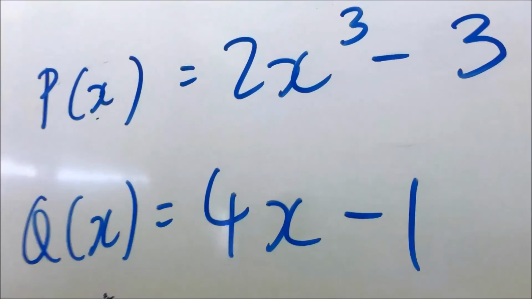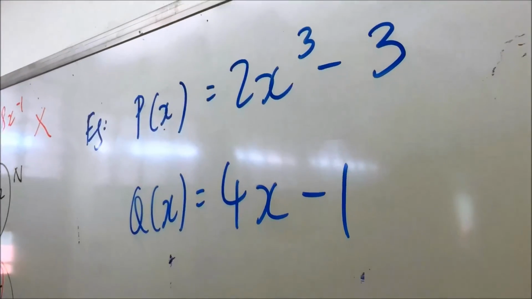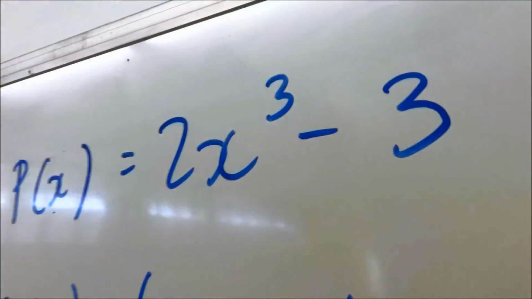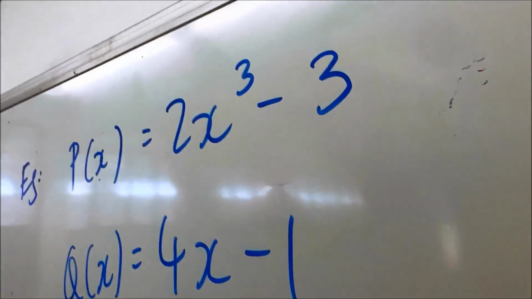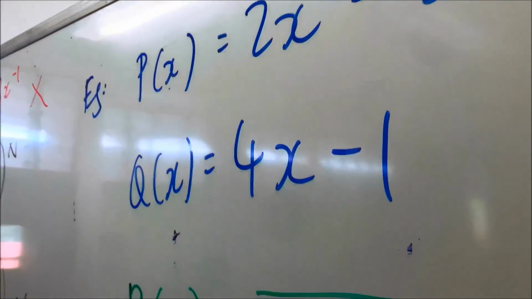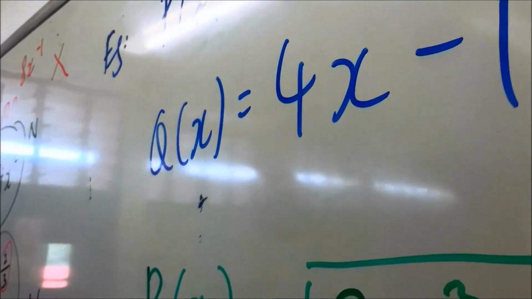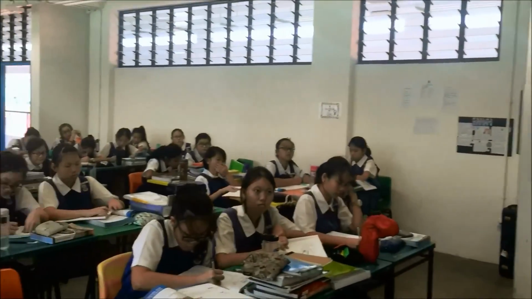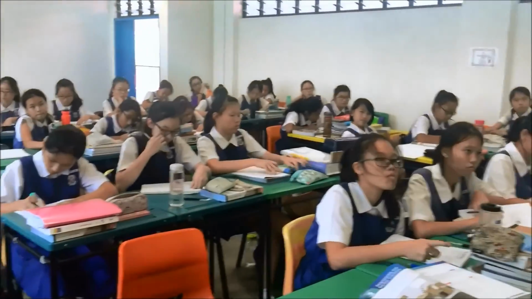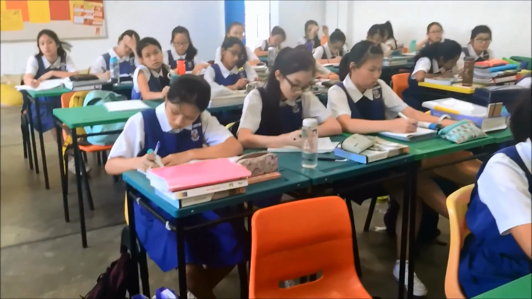Okay? So if I were to take a look at this particular expression p(x), what is the degree of polynomial of p(x)? The highest power in this p(x) is actually 3, so the degree of the polynomial will be 3. Over here we have q(x) equals 4x minus 1. If I were to ask the class, what is the degree of polynomial of q(x)? It will be 1. Is everybody clear?